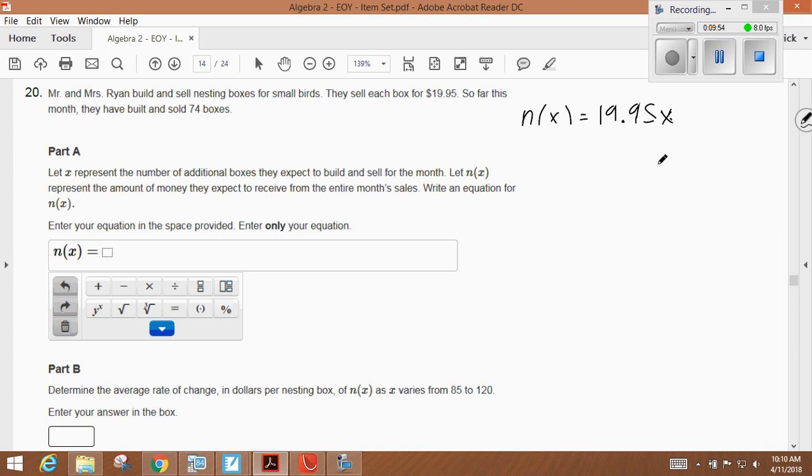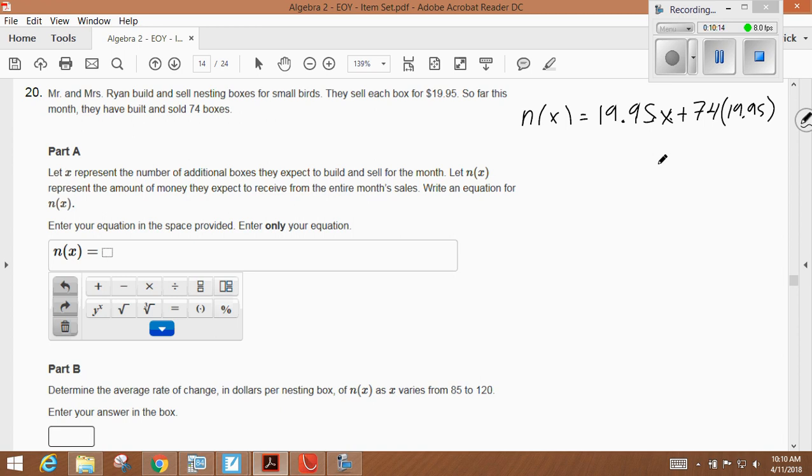Because it's our variable. Plus, they've already sold 74, right? We've got to have a variable in there. That's how many boxes, and it changes, right? Boom. That is the first answer.